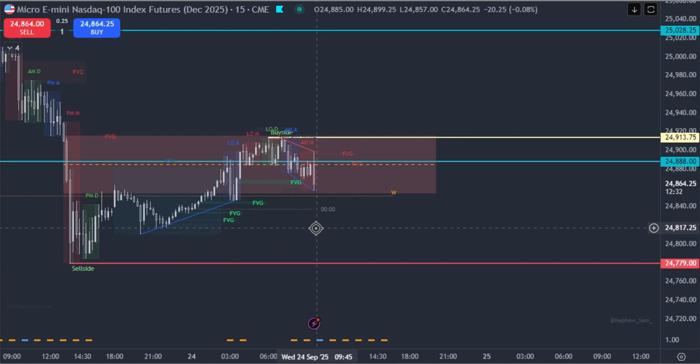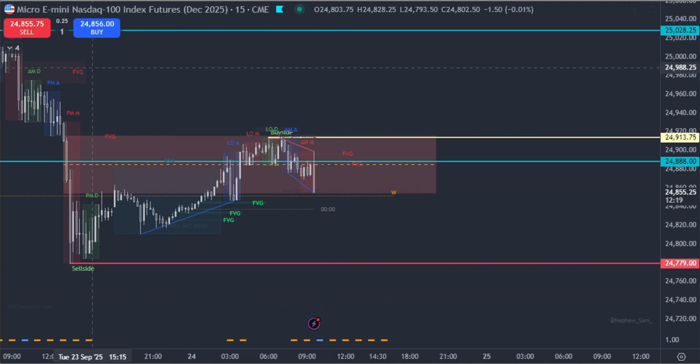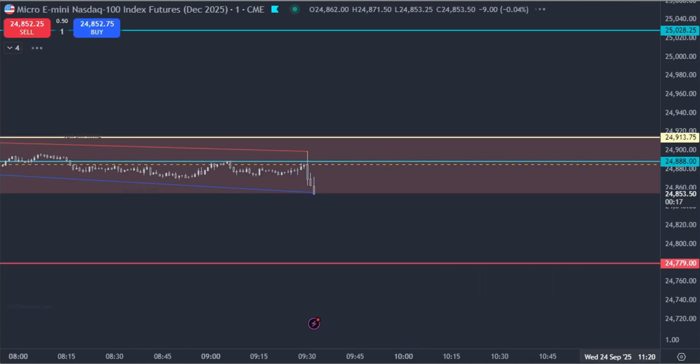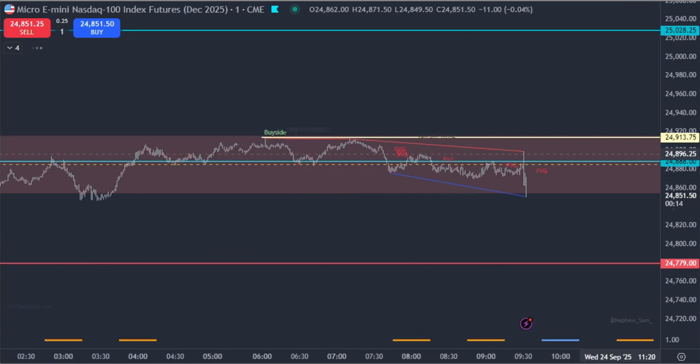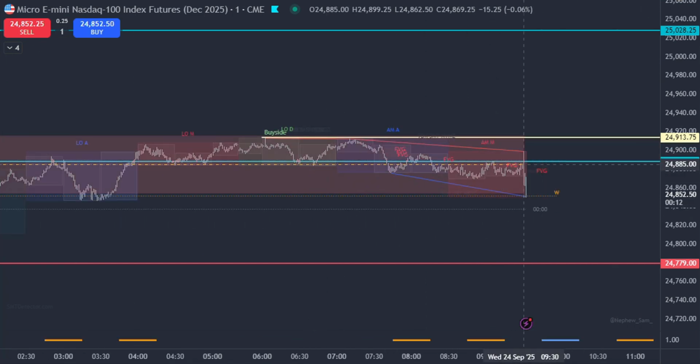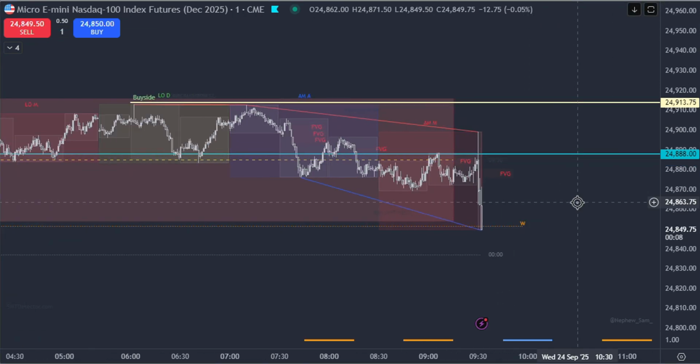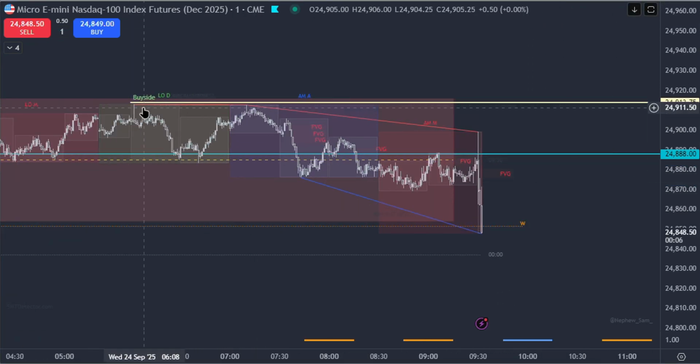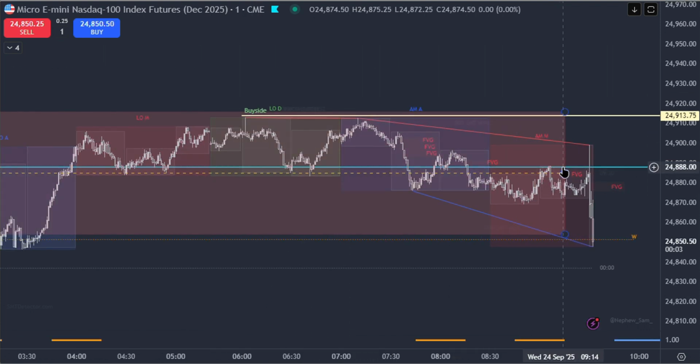Now, to me, I wait for a time of interest. So I don't care if it dumps. If it dumps without me, then I missed out on the move and I just wait for another day, okay? My rules, I have to execute within my time of interest, okay? So, you see, all of this buy side was already taken.